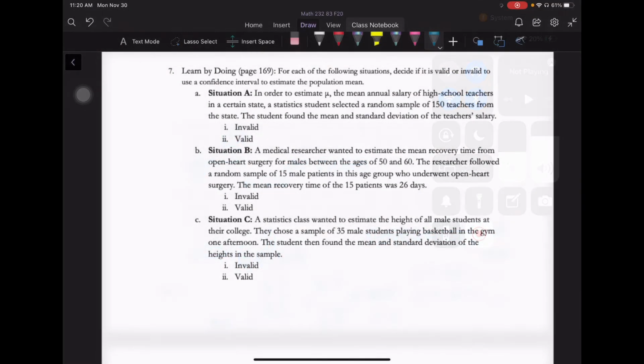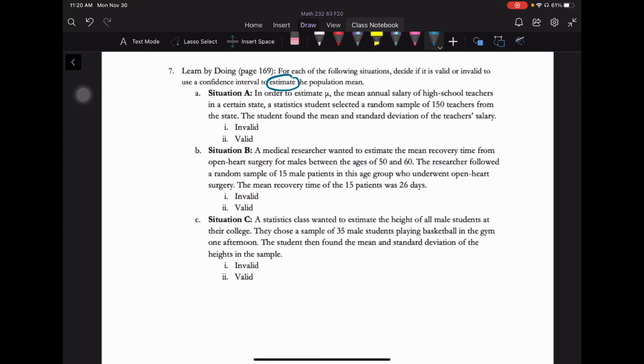All right, for each of the following situations, we want to determine whether it's valid to use a confidence interval to estimate the population mean. Remember, we're estimating when we don't know what the average of a population is. We want to talk about not testing a claim, so that's something to consider.